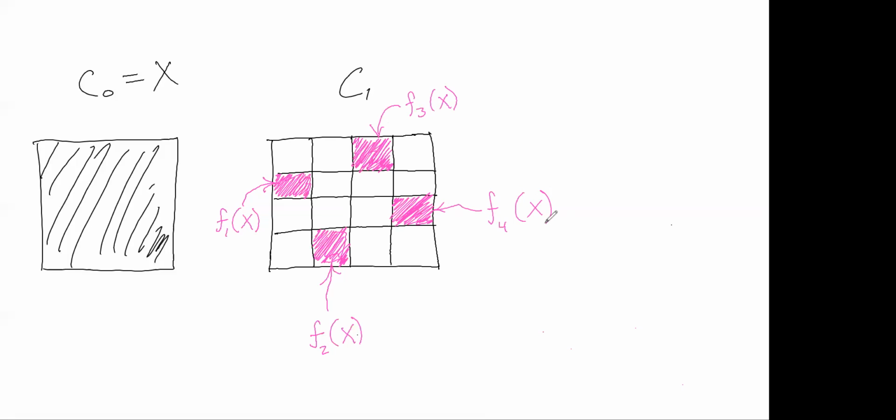So ignore the black lines here. Those are not part of the set C1. Only the pink regions are part of the set. Well, it includes the boundaries too here, so they are closed sets.